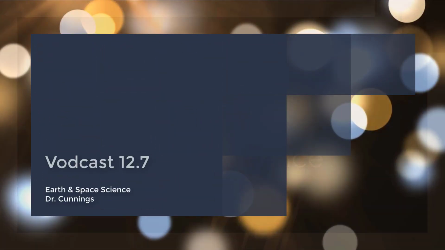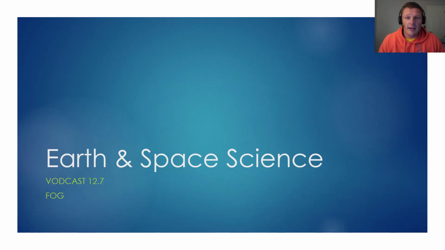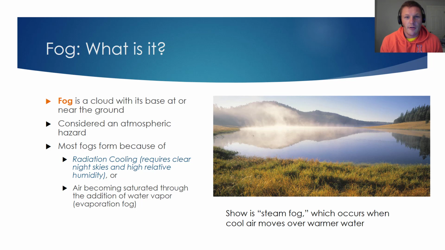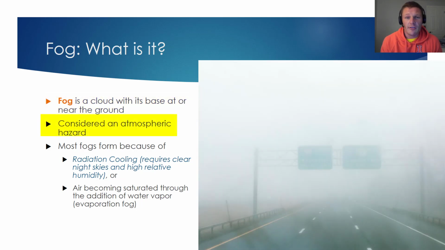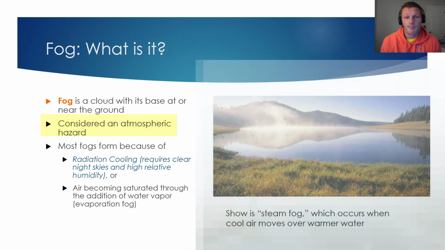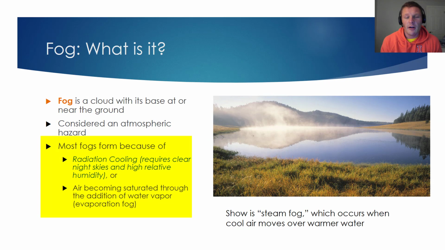This is the final Vodcast for Chapter 12, and in this Vodcast I will overview fog. Fog! What's that all about? Well, a very important definition to know is that fog is a cloud with its base at or near ground level. It's considered an atmospheric hazard, and you probably know all about that if you have ever had to drive through it. There are two particular ways fogs form.